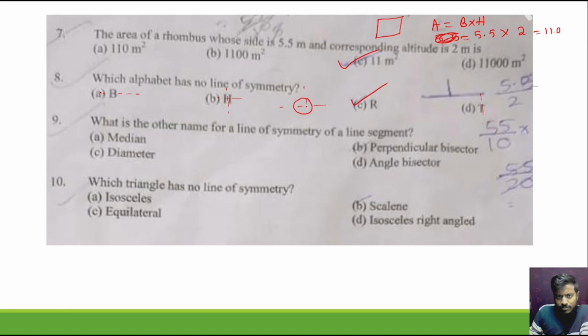Okay. Next question. What is the other name of the line of symmetry of a line segment? That is the perpendicular bisector. Next question. Which triangle has no line of symmetry? That is scalene, because in a scalene triangle all sides are different. That's why it has no line of symmetry. Okay, scalene triangles have no line of symmetry. Next question.